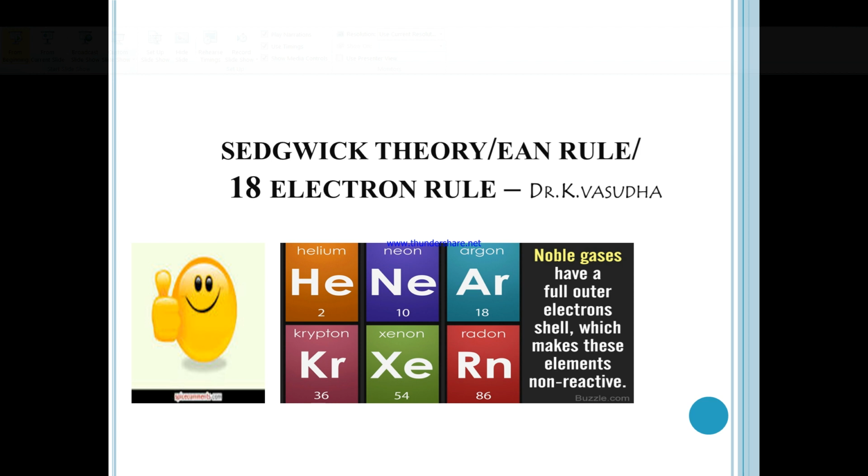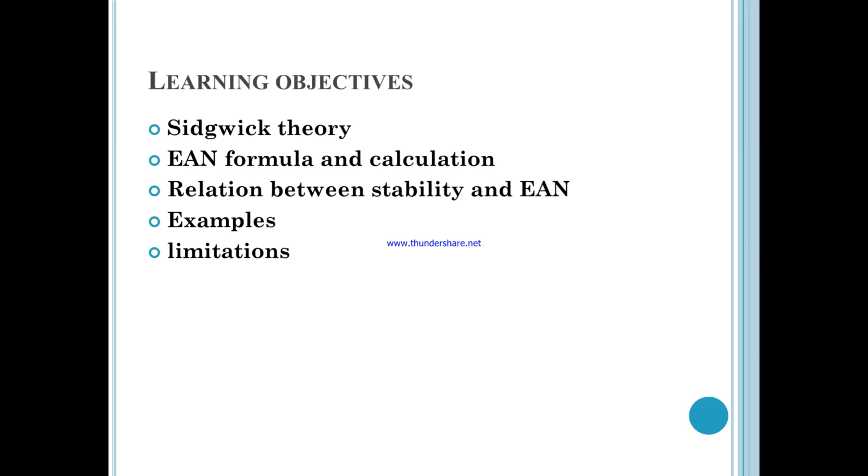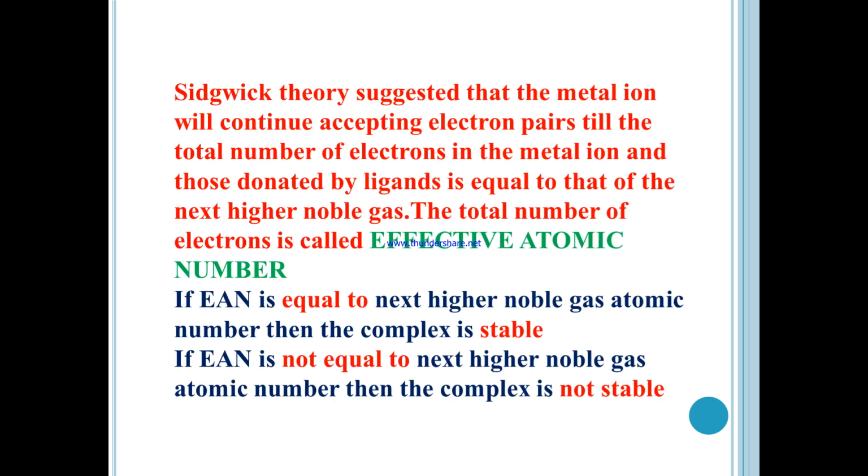Hi students, today we are going to see the Sidgwick theory, otherwise the EAN rule, also called the 18 electron rule, and this is Vasudha. At the end of this video you are going to learn the Sidgwick theory, the EAN formula and calculation, the relationship between stability and EAN, the examples and the limitations.